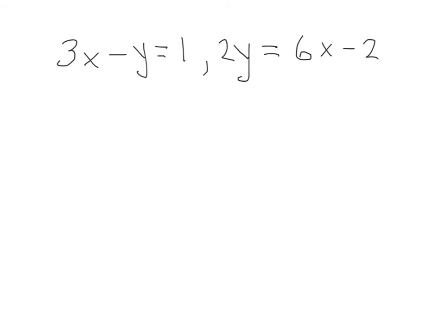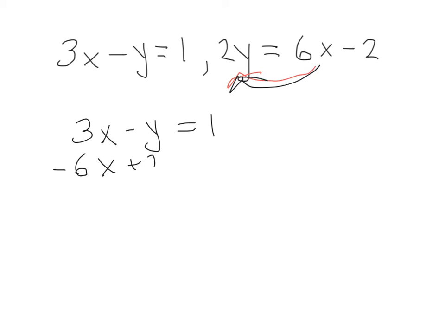3x minus y equals 1, and 2y equals 6x minus 2. Let's try elimination again. So let's line them up on top of each other. Notice that as they are now, they're not quite in the right format. I'm going to need to move this 6x over to the other side. So 3x minus y equals 1. And then moving the x term over, I'll have minus 6x plus 2y equals minus 2.